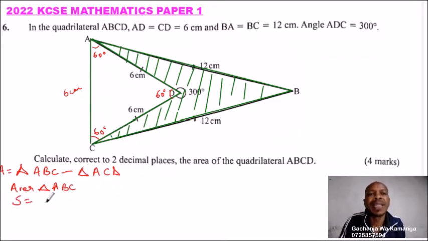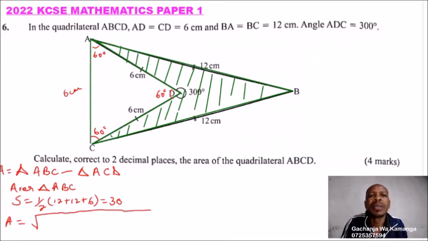So we say S is equal to half the sum of the three sides. So it is 12 plus 12 plus 6, and that should give us 30 centimeters. So we say area is equal to the square root of... before you do that, we are supposed to divide this by 2, so S is 15. So we get now Hero's formula.